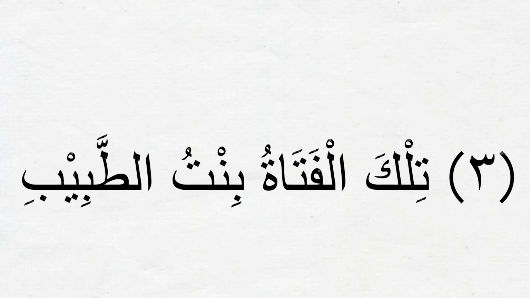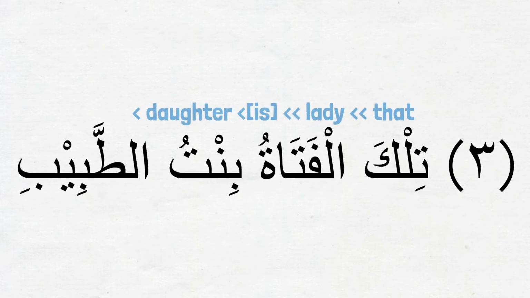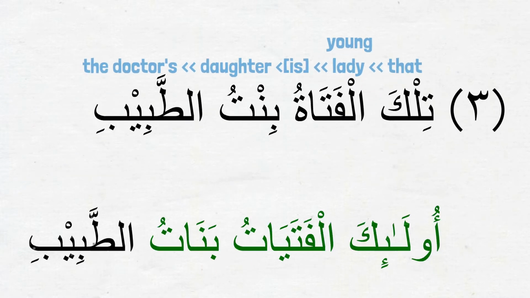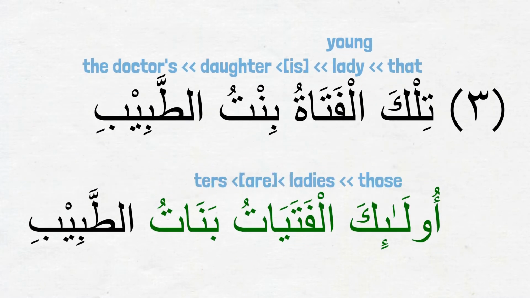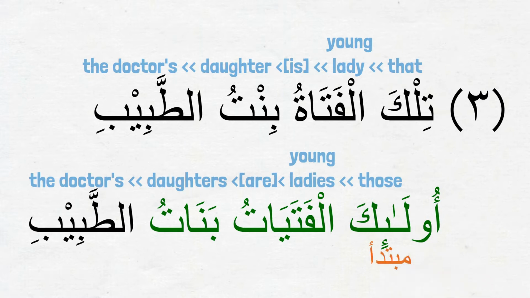Our next sentence is تلك الفتاة بنت الطبيب. That young lady is the doctor's daughter. The plural version is أولئك الفتيات بنات الطبيب. Those young ladies are the doctor's daughters. Here أولئك is the مبتدأ, الفتيات is the بدل for أولئك, بنات is the خبر وهو مضاف, and الطبيب is the مضاف إليه.